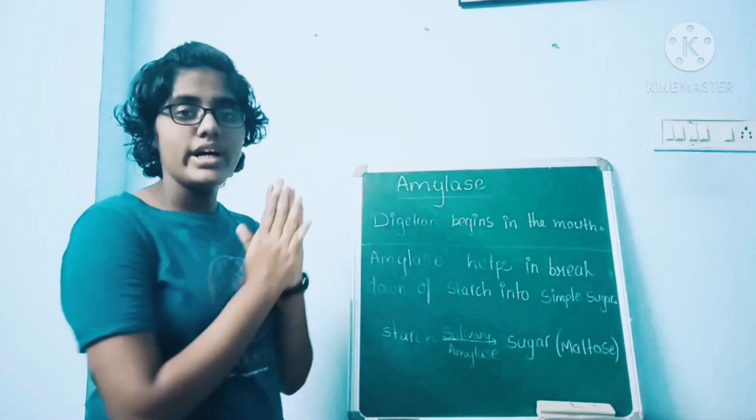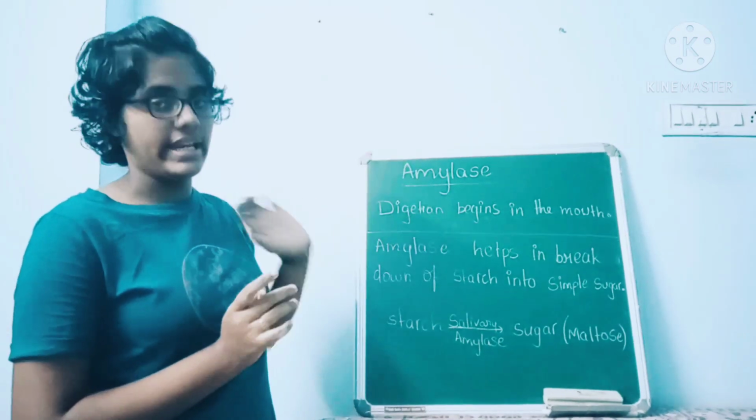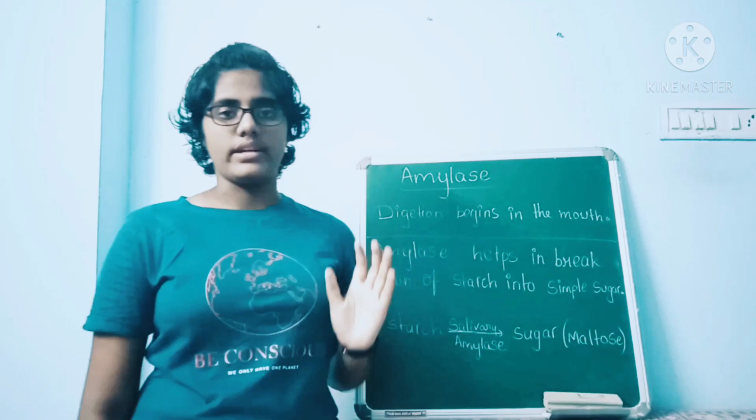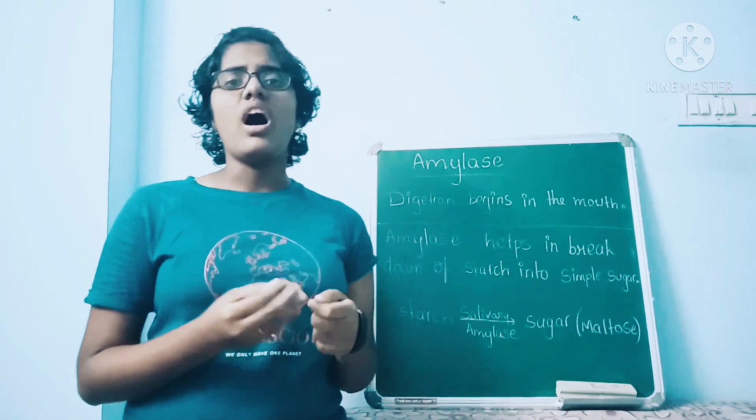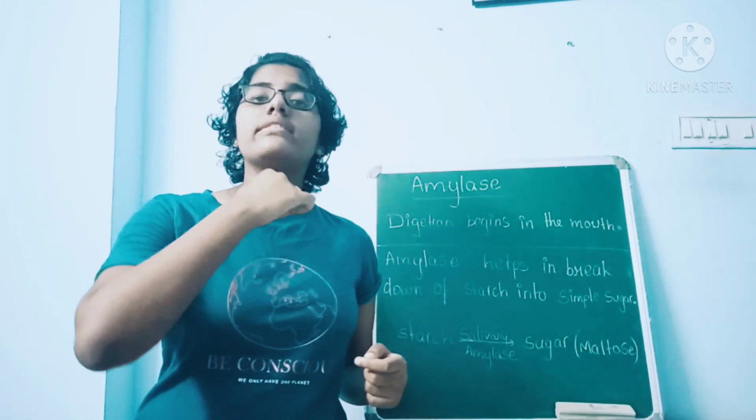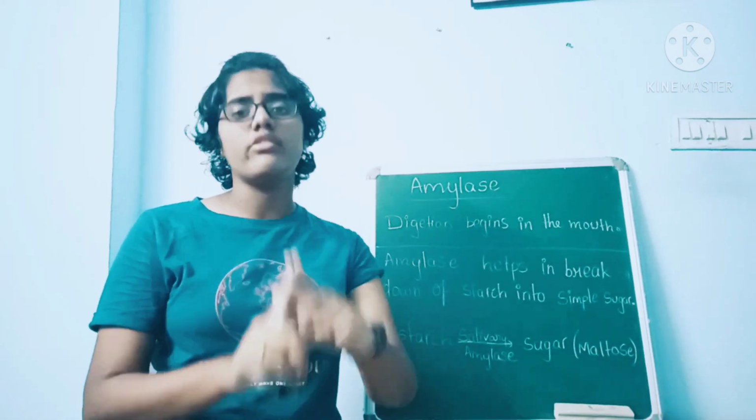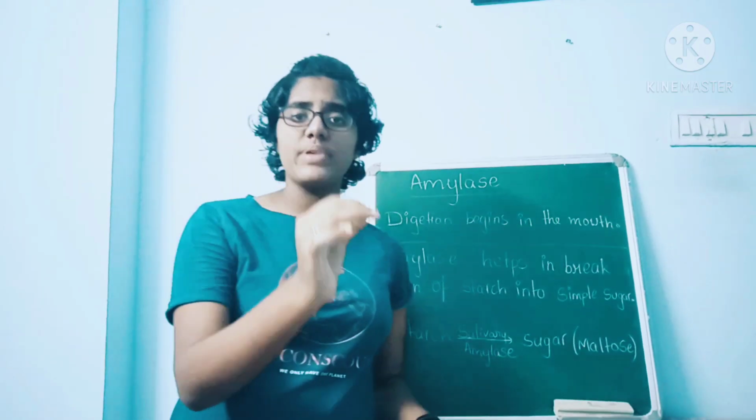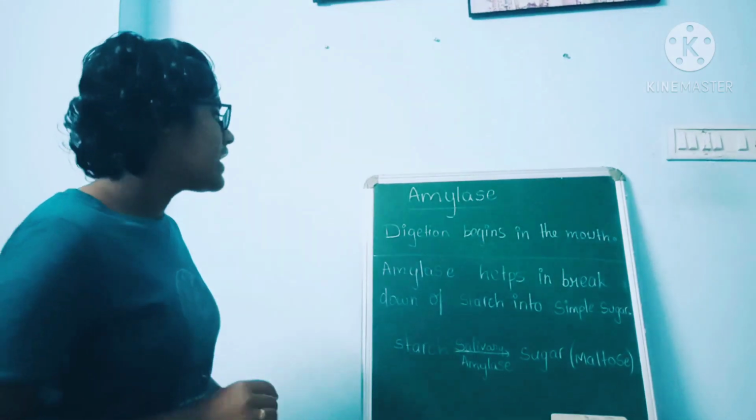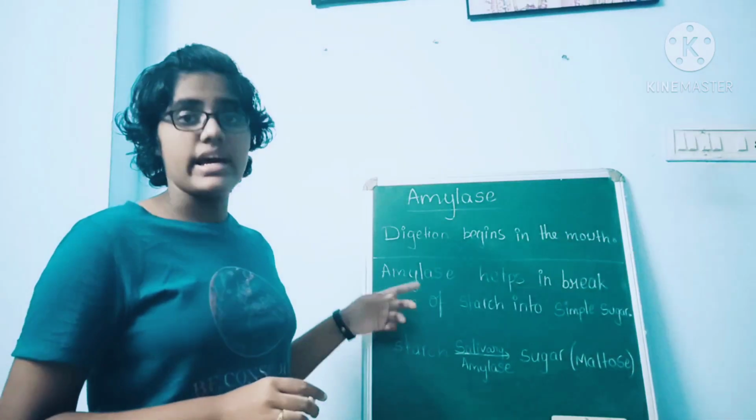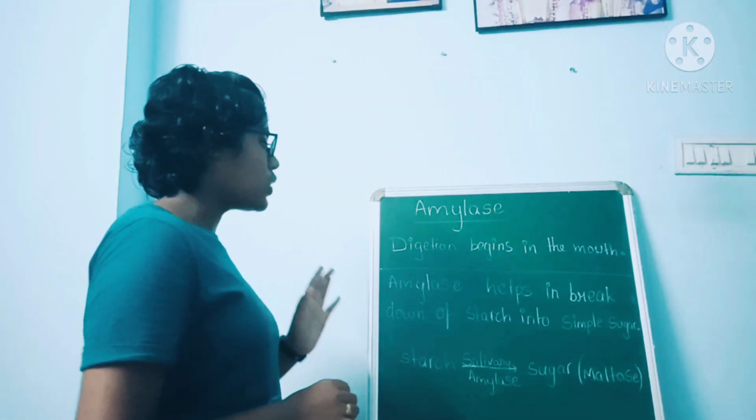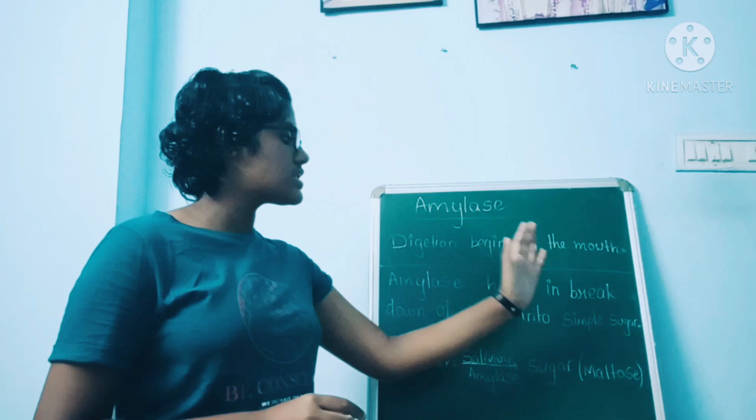Now we are going to learn about the enzyme amylase. Digestion begins in the mouth. That's correct. Many of us think that after eating the food, when it reaches the stomach, then the digestion takes place. But that's completely wrong. The digestion begins from the mouth itself. How? Let us see. Amylase, what is amylase? The enzyme present in saliva helps in the breakdown of starch into simple sugar.